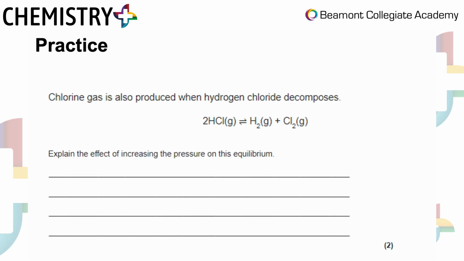Practice 3. Chlorine gas is also produced when hydrogen chloride decomposes. 2HCl gives you H2 plus Cl2. Explain the effect of increasing the pressure on this equilibrium. It's a 2-mark question. We're looking for 2 bullet points. Pause the video and have a go.